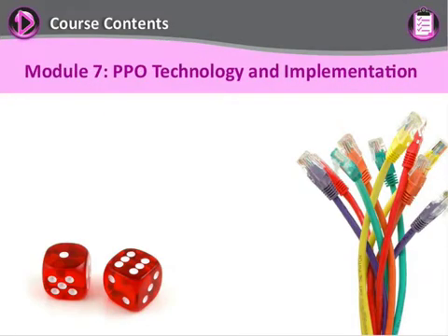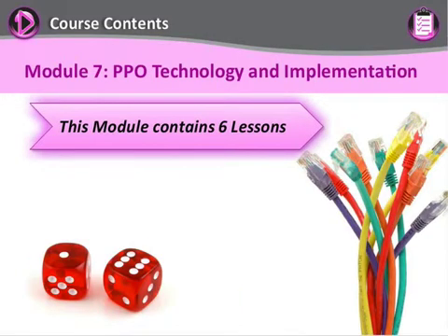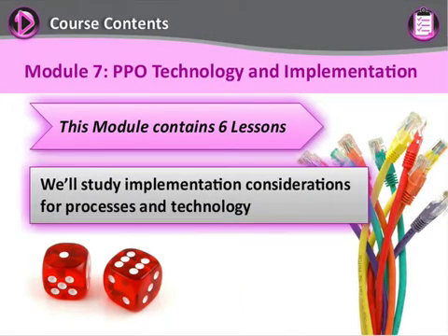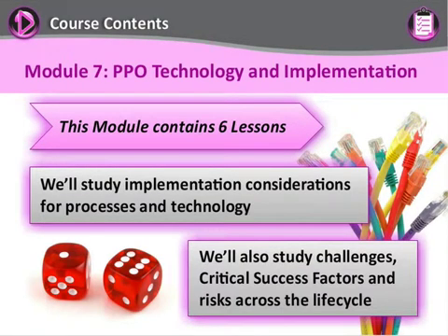In Module 7, we'll study Technology and Implementation for PPO. This module has 6 lessons and looks at implementation considerations for both processes and technology. We'll also study a selection of challenges, critical success factors, and risks from across the life cycle.